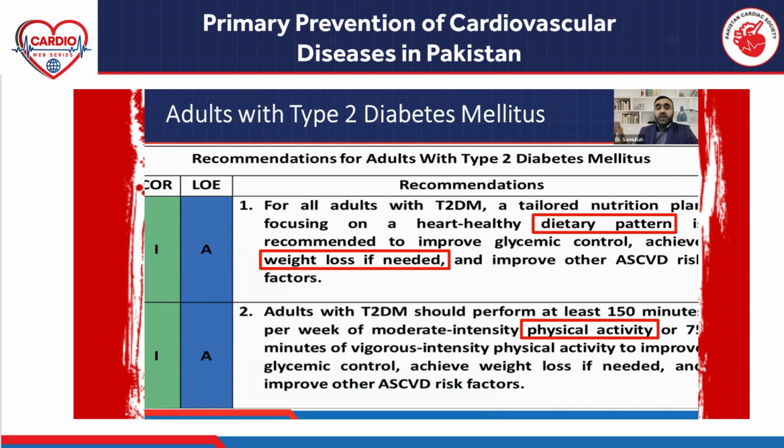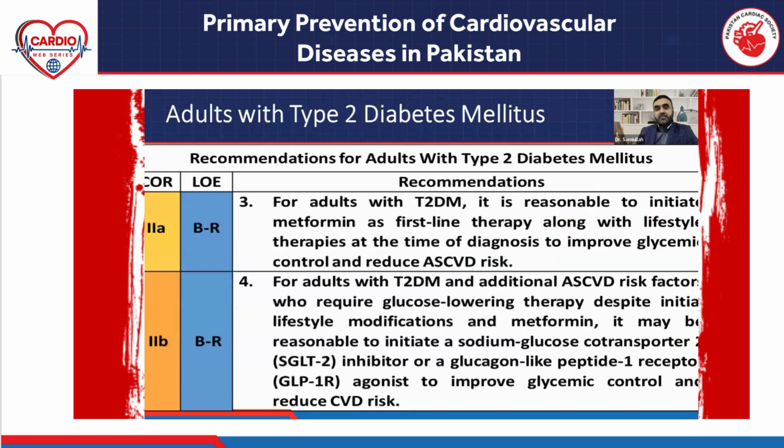And those who are diabetic, definitely the recommendation for physical activity is there. Again, 150 minutes of moderate and 75 minutes of vigorous intensity physical activity. This is meant to achieve glycemic control and weight loss if needed, if they are obese. So you need to achieve the glycemic control and weight loss if you want to improve the ASCVD risk factor in these patients.